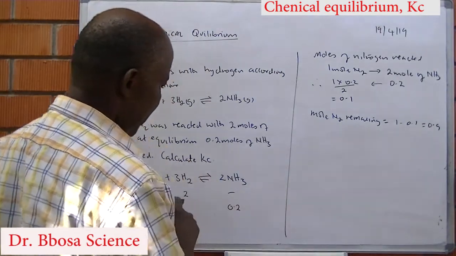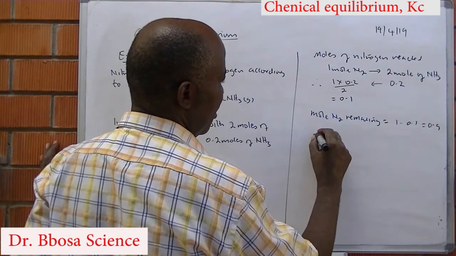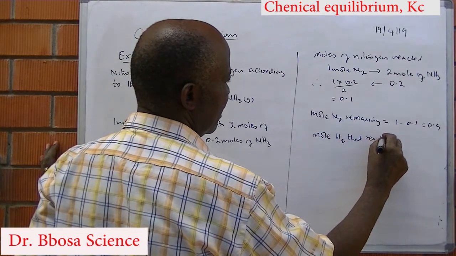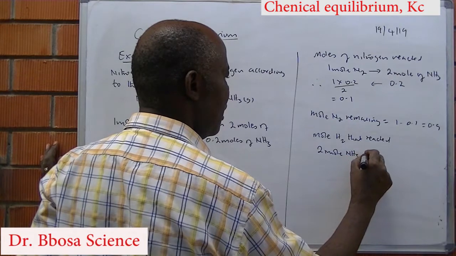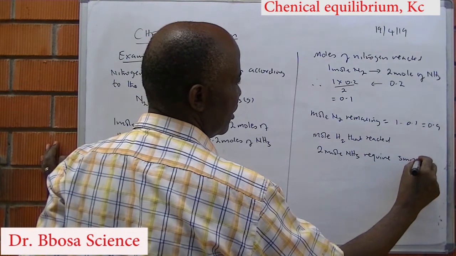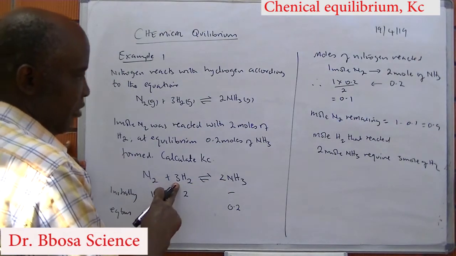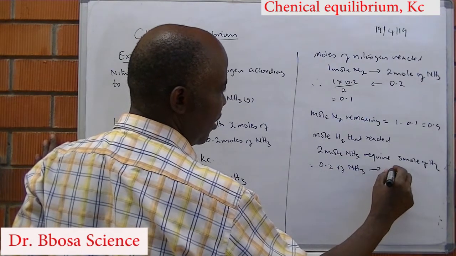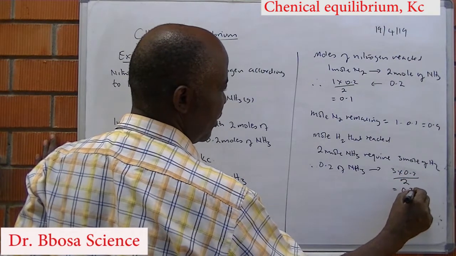Again, we find the moles of hydrogen which reacted to find the moles of hydrogen which remained. Moles of hydrogen that reacted, we see that 2 moles of ammonia require 3 moles of hydrogen. Therefore, 0.2 moles of ammonia will require 3 times 0.2 over 2, which is equal to 0.3.